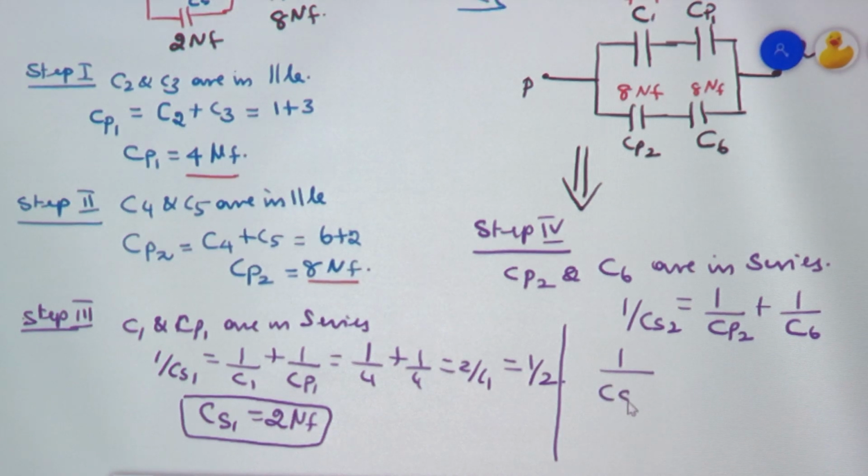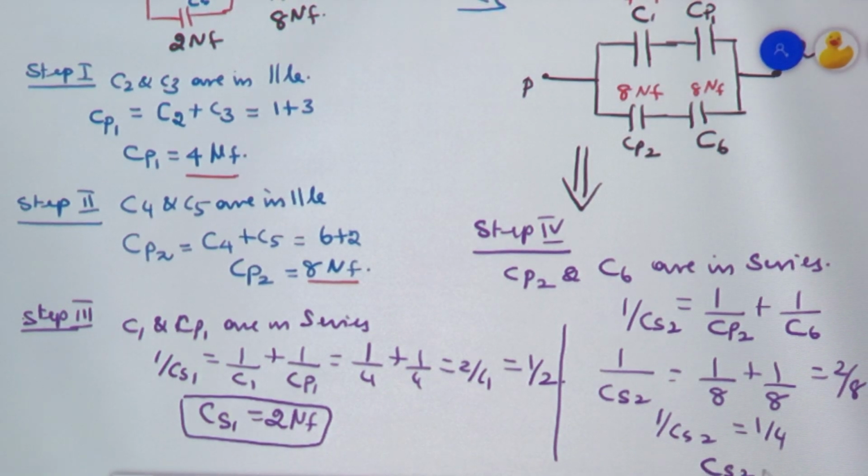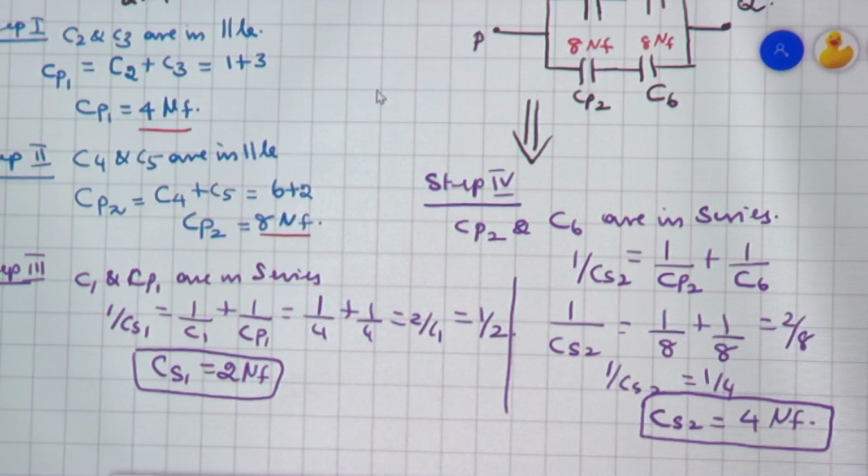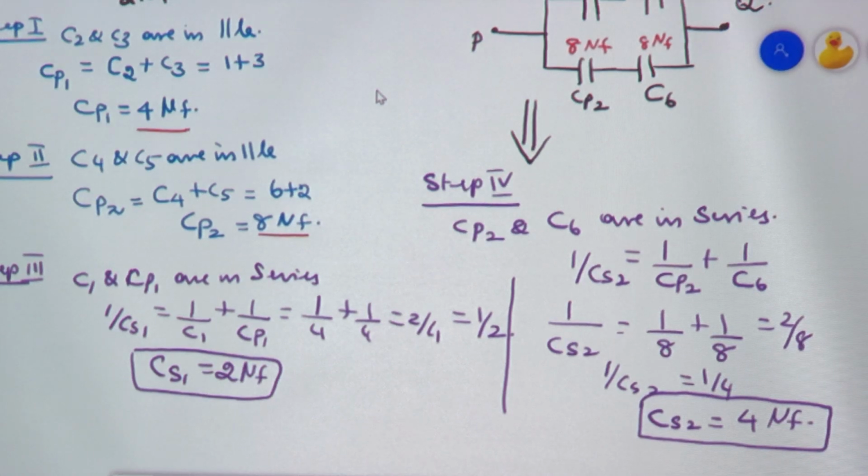So 1 divided by Cs2 equal to 1 by 8 plus 1 by 8, or I can get it out as 2 by 8, or 1 by Cs2 is equal to 1 by 4, or Cs2 is equal to 4 microfarad. Isn't it? I think you are able to see it clearly now. See, Cs1 is equal to 2 microfarad and Cs2 is equal to 4 microfarad.